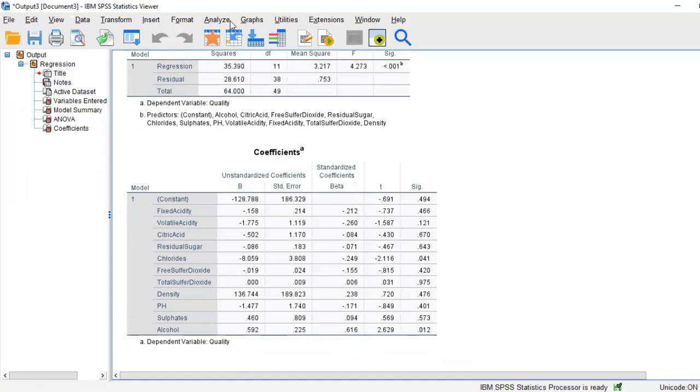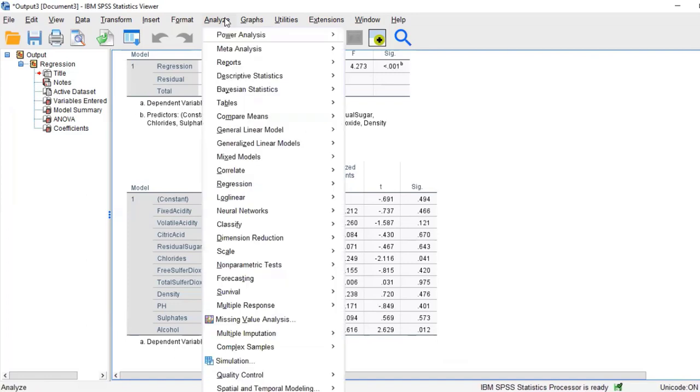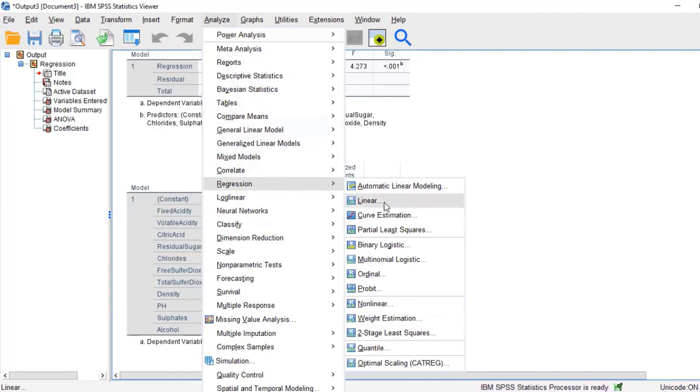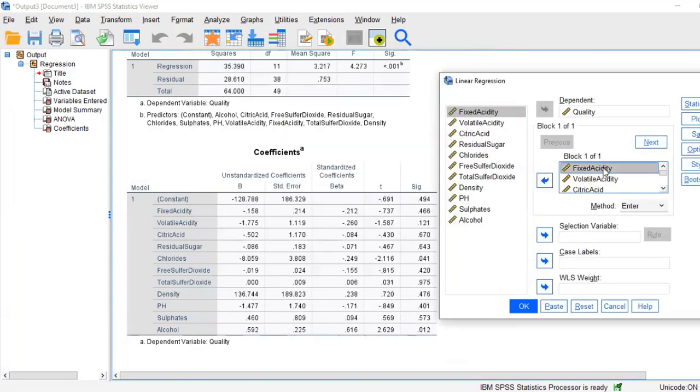So some scholars believe that a necessary second step is to go to Analyze, Regression, Linear, and then remove all of the variables from your model that are not statistically significant predictors.